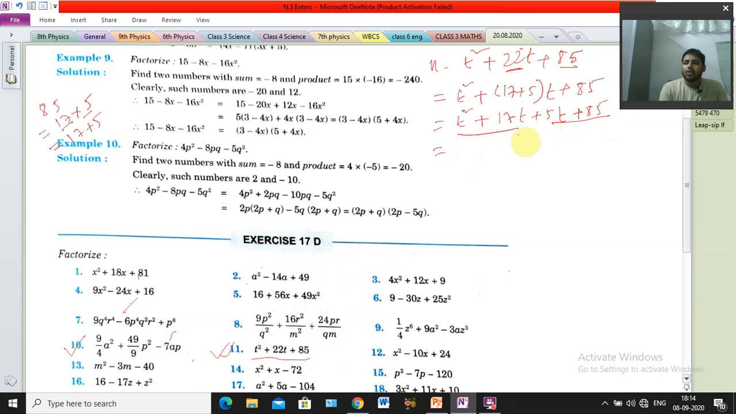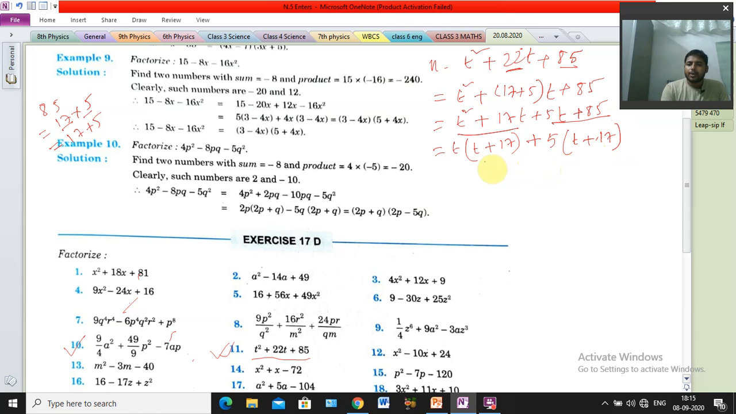So if we take common from the first 2 terms, what do we get, sir? t will be the common. Okay, and the remaining t will come, plus 17 will come. Clear or not? I told you before. Okay, and next, plus, from the last 2 terms common 5. Take 5 common, so remaining t will come, and 85 divided by 5, that means 17, 5 times 17 is 85.